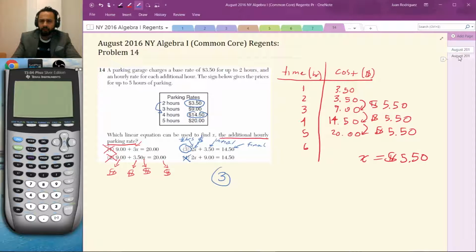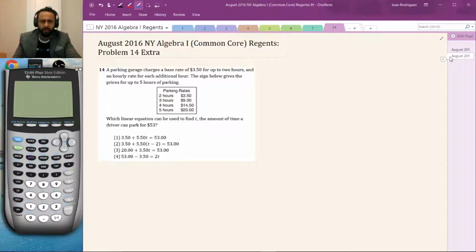So we have an additional problem we created ourselves. A parking garage charges a base rate of $3.50 for up to 2 hours and an hourly rate for each additional hour. The sign below gives the prices for up to 5 hours of parking. This should look familiar. It's the same data from the previous problem. And now this one says, which linear relation could be used to find t, the amount of time a driver can park for $53.